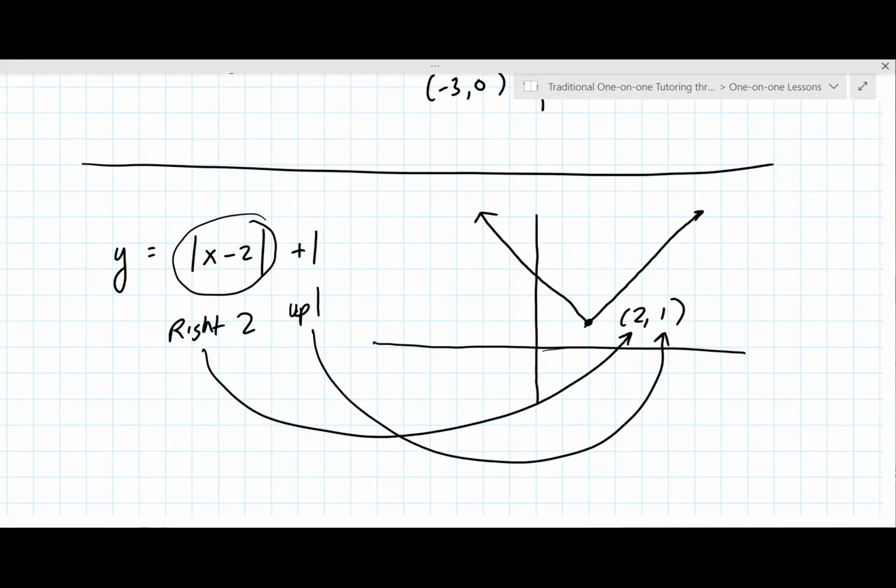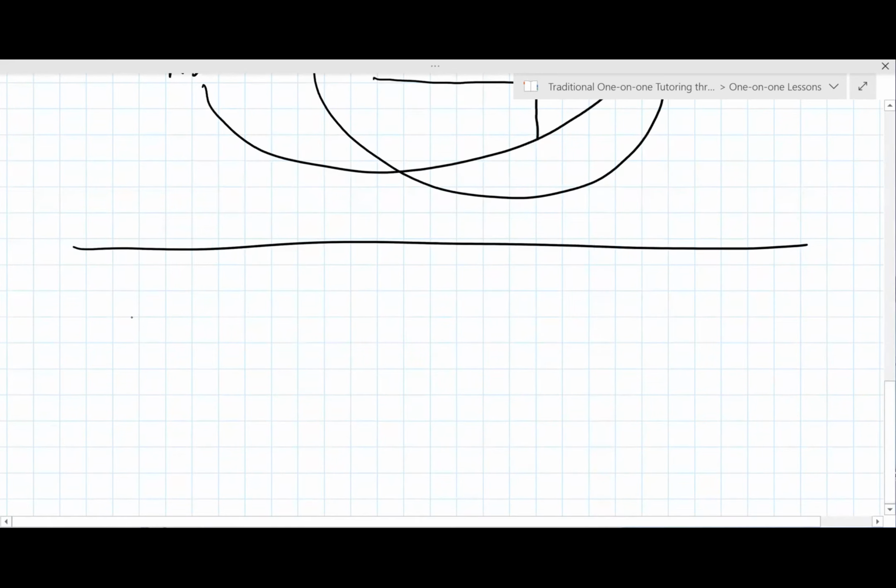Is that okay, or is that still unclear? That's clear. Okay. Now in the previous problem, I wrote y equals absolute value x plus 3. Which direction did this move things? Yes, left 3.